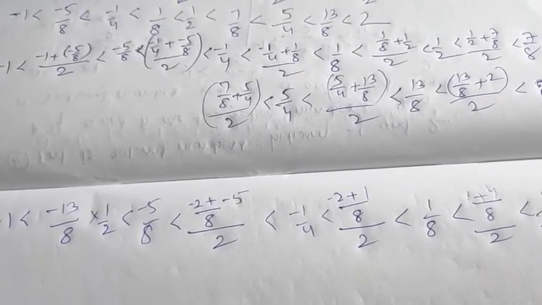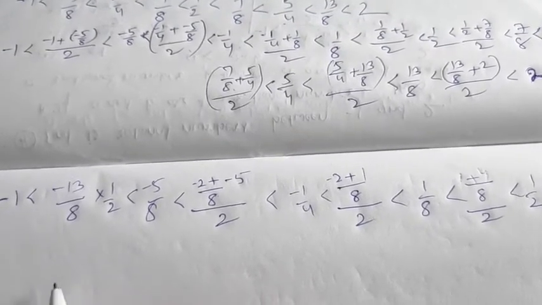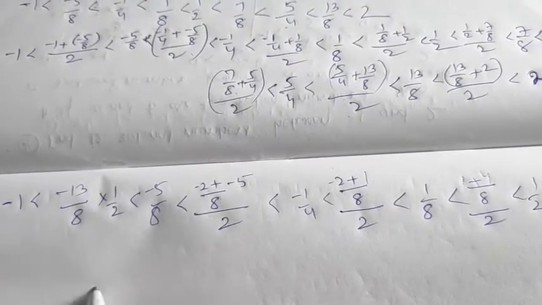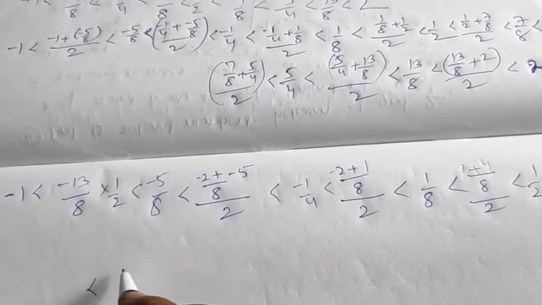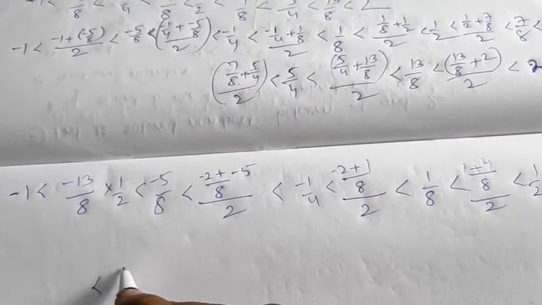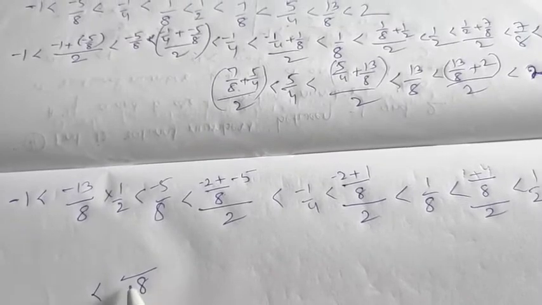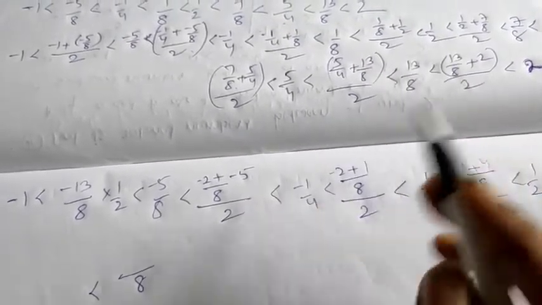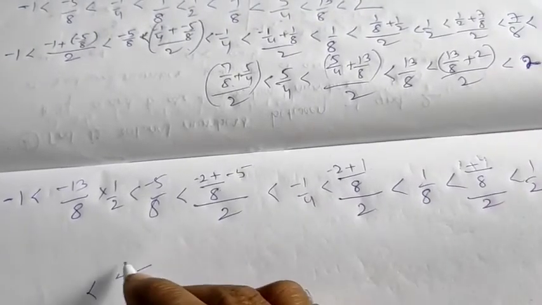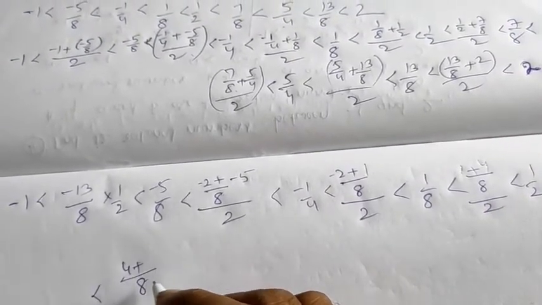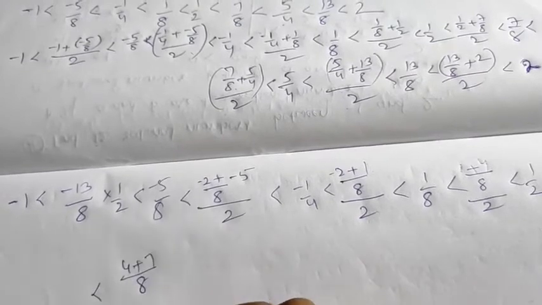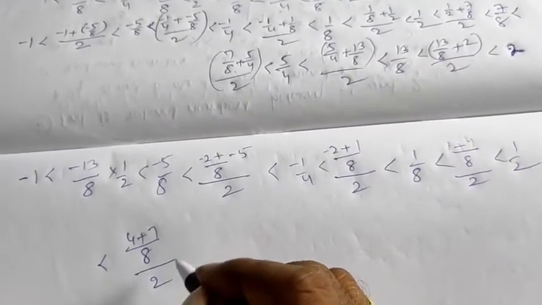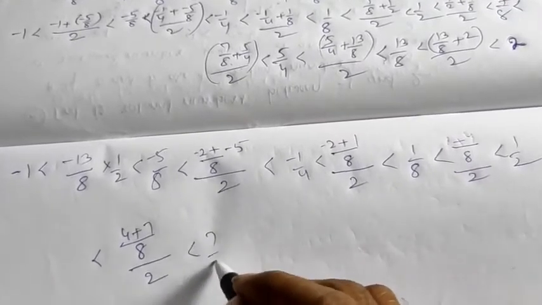Now it's continuation. Okay, 1 by 2 less than, the next step after 1 by 2 is 1 by 2 plus 7 by 8. So 1 by 2 plus 7 by 8 means again LCM 8. So 2 divides 8 4 times, so 1 into 4 is 4, plus 8 divides 8 1 time, so 7, whole by 2, whole by 2. Okay, next, less than 7 by 8.